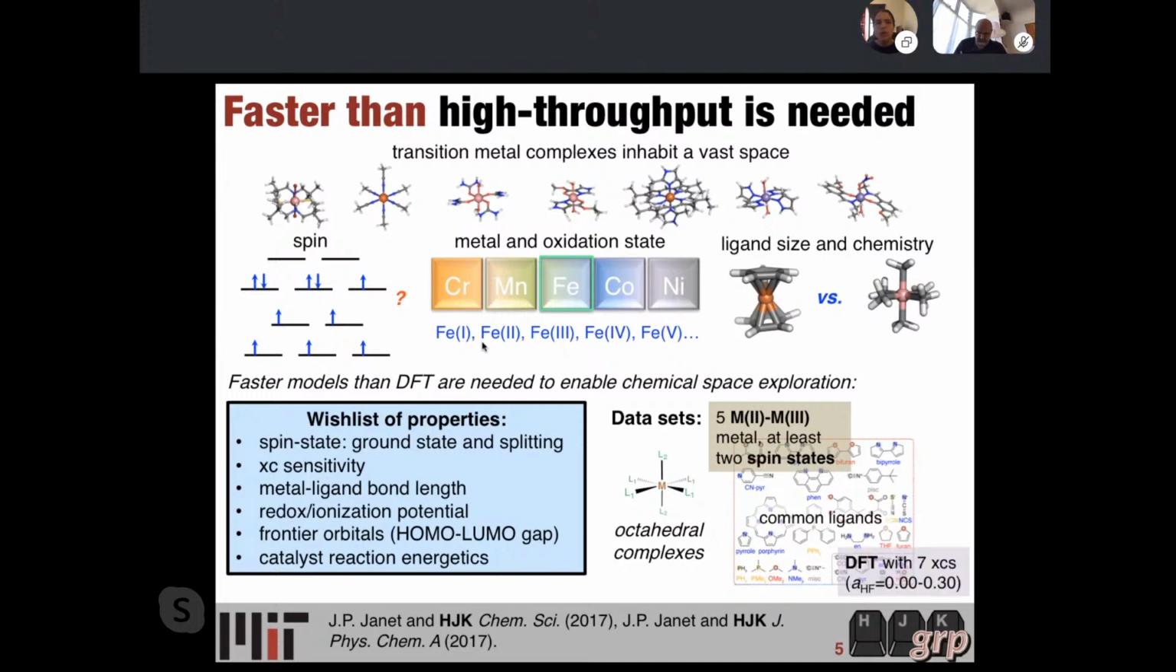And the way we addressed the exchange correlation sensitivity was actually inspired by some earlier work in the early 2010s by Stefano Sanvito's group as well as Markus Reiher's work. And we specifically looked at the variation of Hartree-Fock exchange as the most essential knob to tune properties of open shell transition metal complexes.